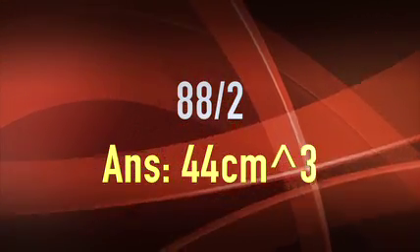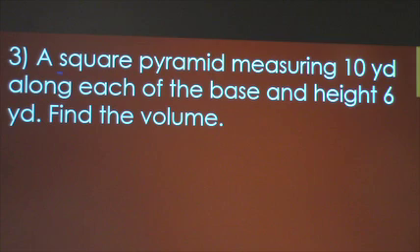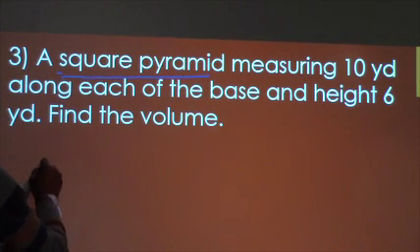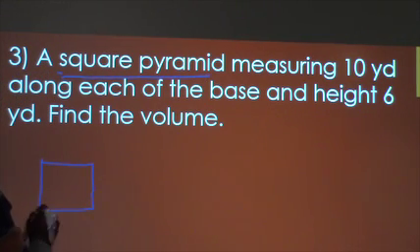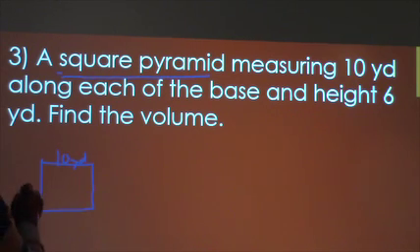Let's do number 3. Very simple and easy process. The hardest part is understanding. So now we have to find the volume of a square pyramid. That means the base is a square, and here we are told that it has dimension 10 yards. So each side of the base is 10 yards.